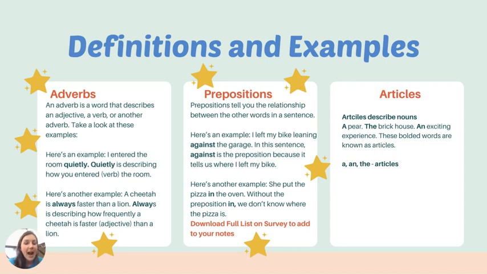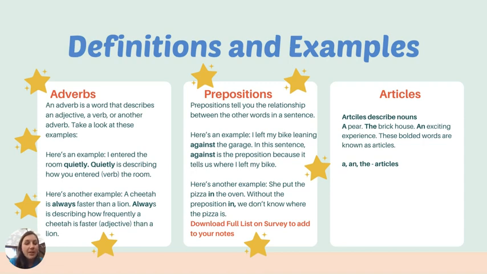Here's an example. I entered the room quietly. Quietly is describing how you entered the room. So adverbs describe verbs. Adjectives, if you remember from a few slides ago, describe what? Nouns. Adverbs describe verbs. Adjectives describe nouns. Here's another example. A cheetah is always faster than a lion. Always in this sentence is describing how frequently a cheetah is faster than a lion.